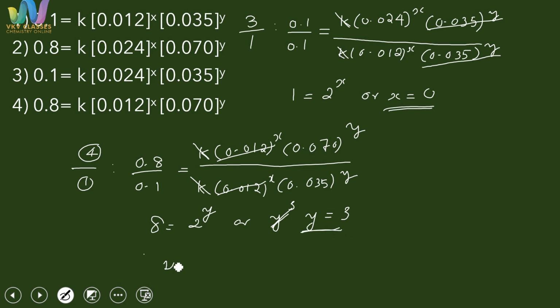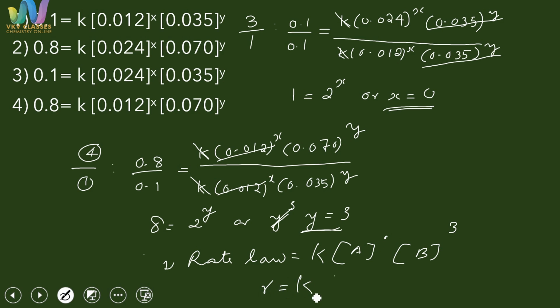So the rate law will be R is equal to K into A power 0, B power 3. Or we can write R is equal to K into B power 3. So this is the rate equation, and the values of X and Y we are getting by solving the given data.